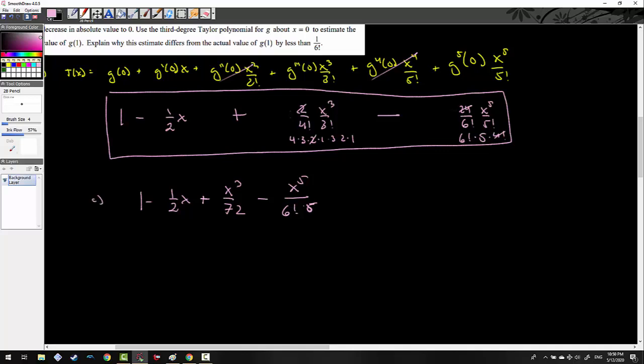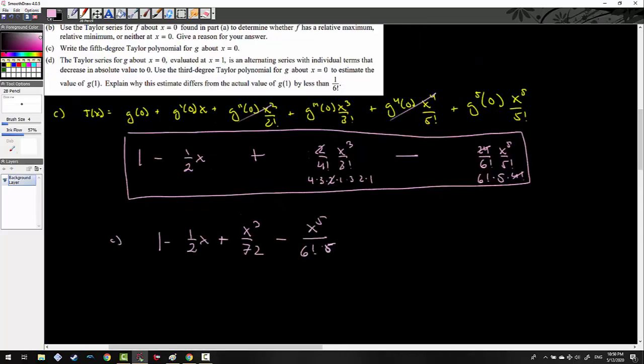So let me go ahead and move on to part D. Part D says the Taylor series about x equals 0 evaluated at x equals 1 is an alternating series with individual terms that decrease in absolute value towards 0. Use the third degree Taylor polynomial for g about x equals 0 to estimate the value of g of 1, and explain why this estimate differs from the actual value of g of 1 by less than 1 over 6 factorial. Okay. So, alternating series error bound.